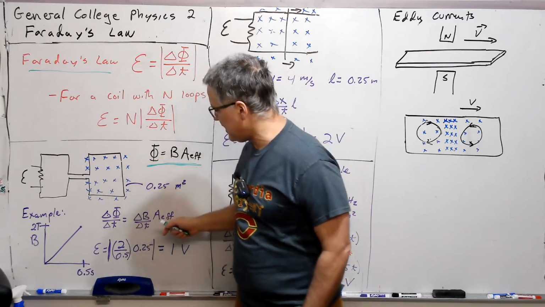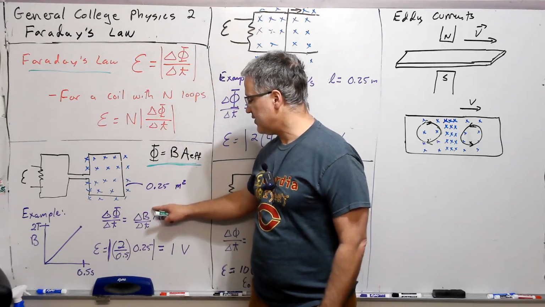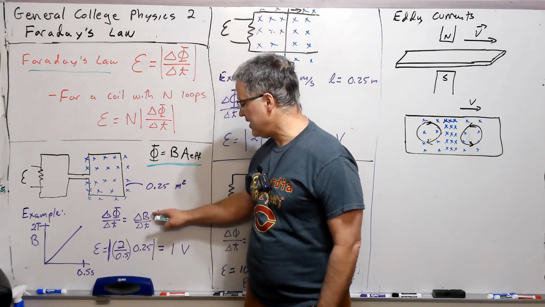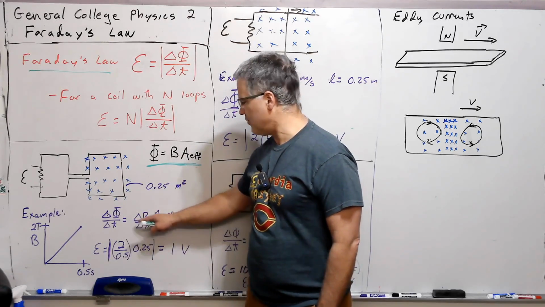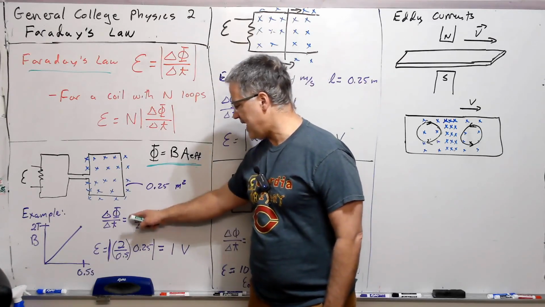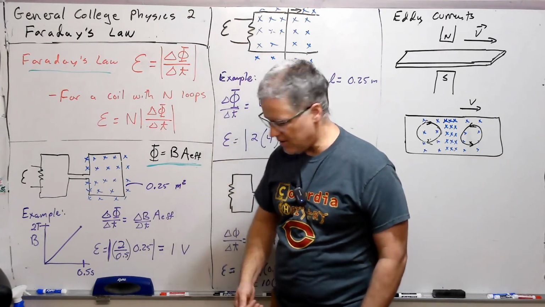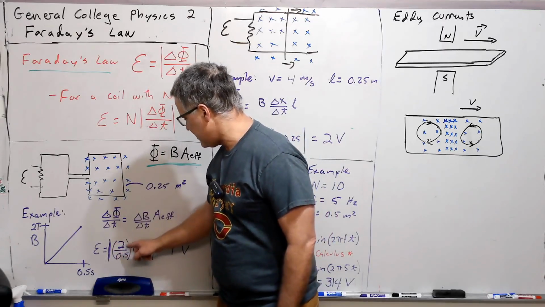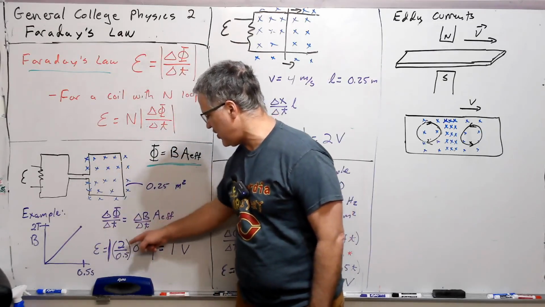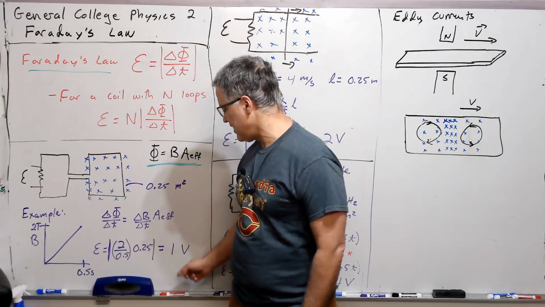So we can get delta flux by saying, okay, my area is constant, so what's changing? It's my B. So delta flux with time is delta B with time, that's what's carrying this change. This is constant otherwise. Okay, so we can calculate that by just saying 2 over 0.5, that's our slope here, that's our rate of change of B, and then times this area here, this is our example area. And we get 1 volt.